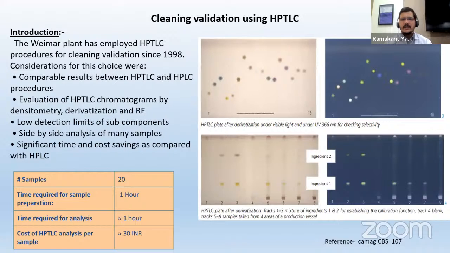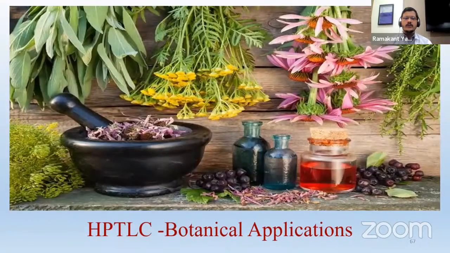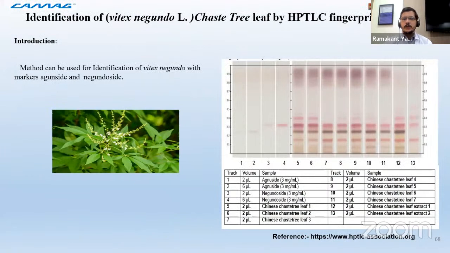Cleaning validation. Now Weimer is a reputed pharma industry in Europe, and Weimer industry employed this HPTLC method for cleaning validation purposes. So you can think how HPTLC is beneficial in many application fields. Now some botanical applications. Straightforward identification of markers like agnuside and nishindaside in Vitex negundo, that is Nirgundi, a very famous herb in Ayurveda, added in painkilling Ayurvedic oils and formulations.